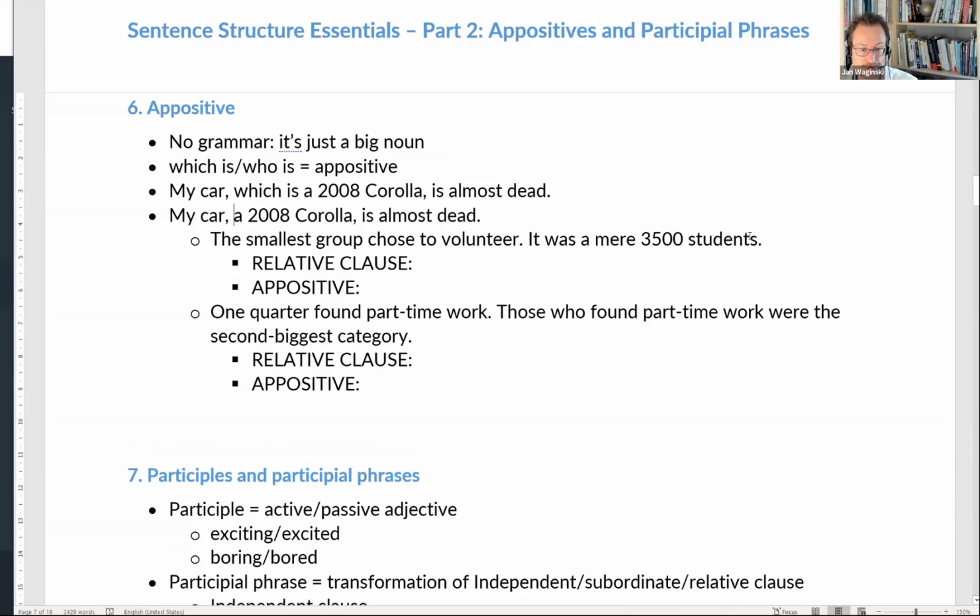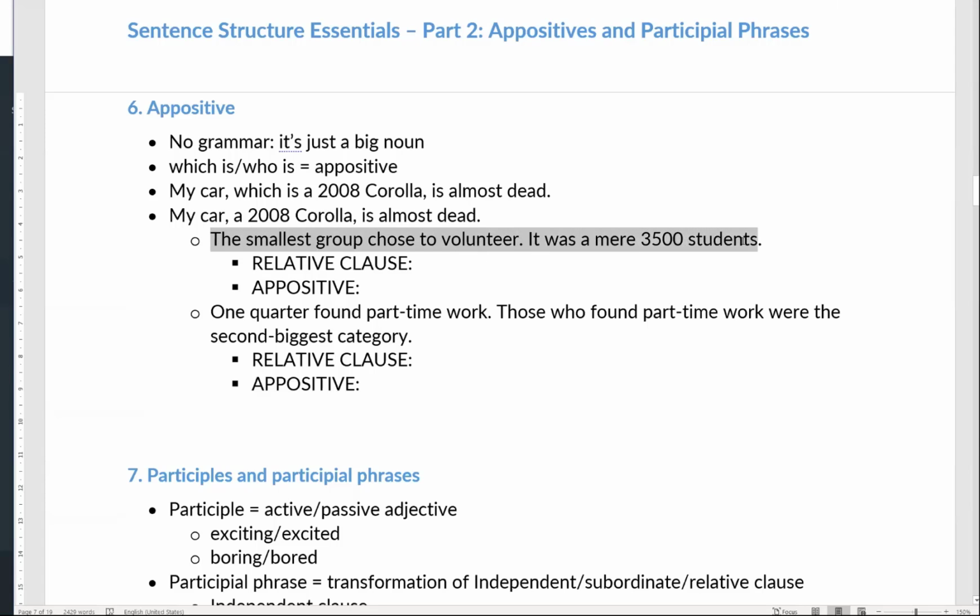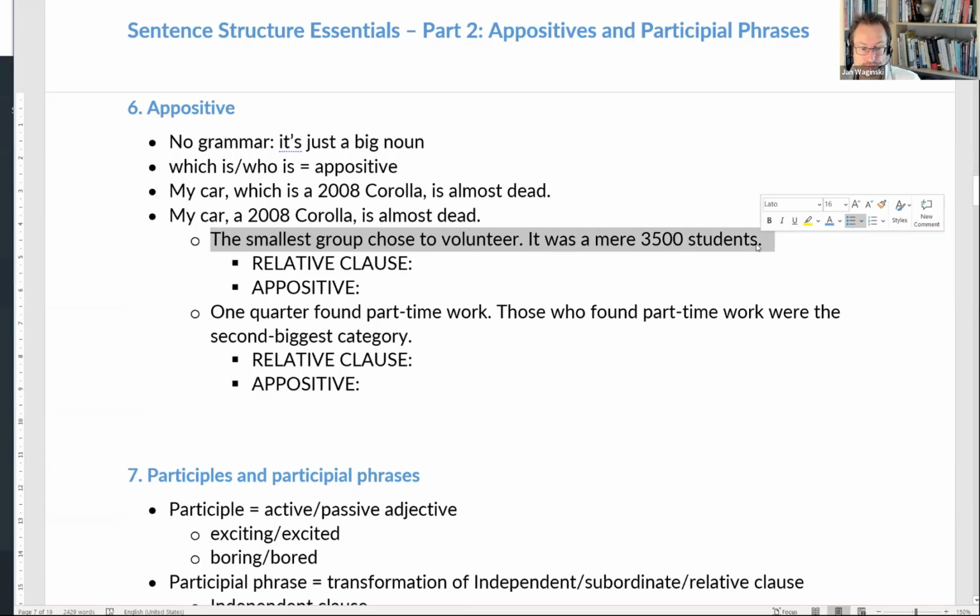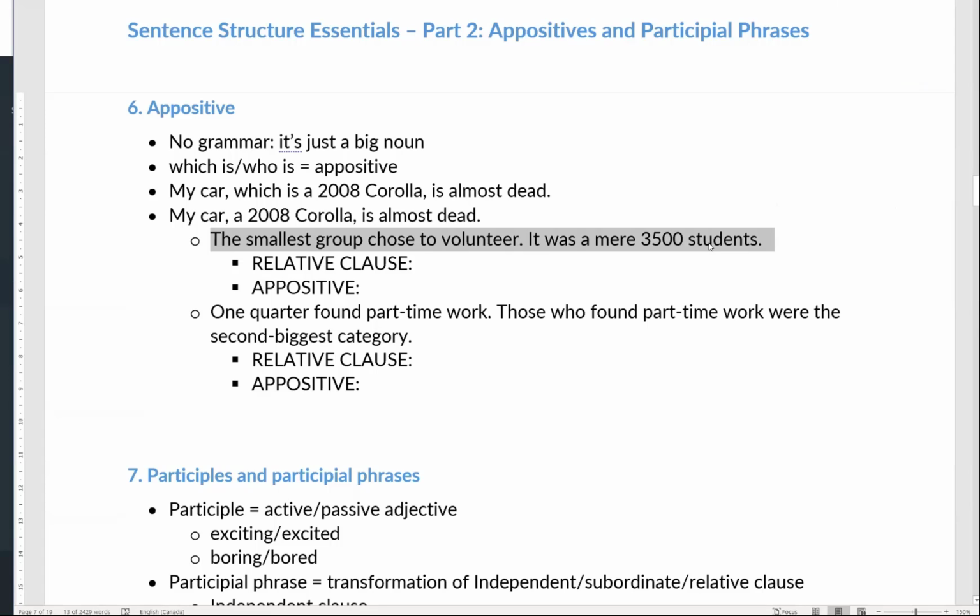Okay, here's an example sentence. We're going to see this one in today's model response, but let's put it together right now. The smallest group chose to volunteer. It was a mere 3,500 students. How would we put this together as a relative clause? We're going to take it in steps. Amar, how would we combine these two sentences using a relative clause?